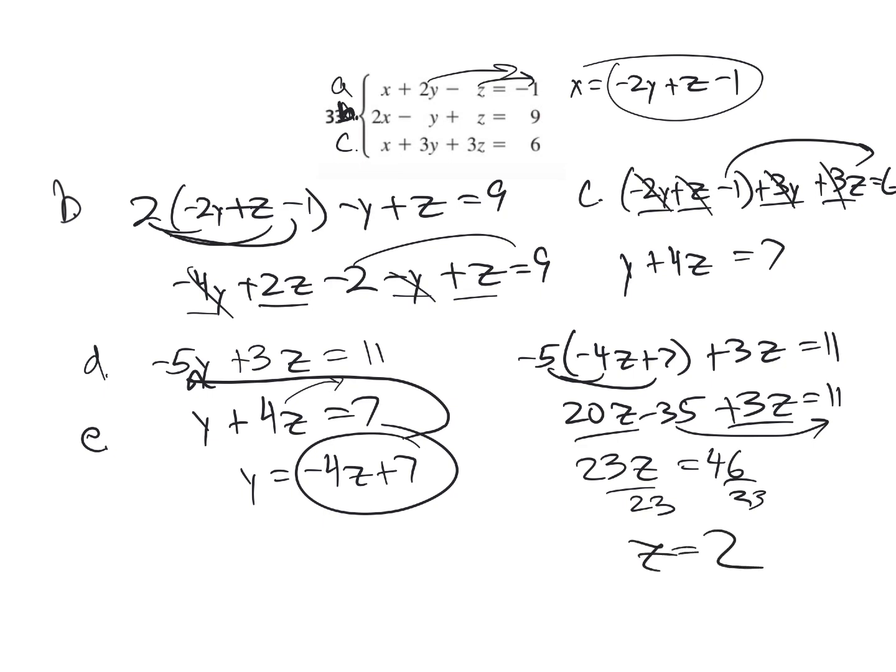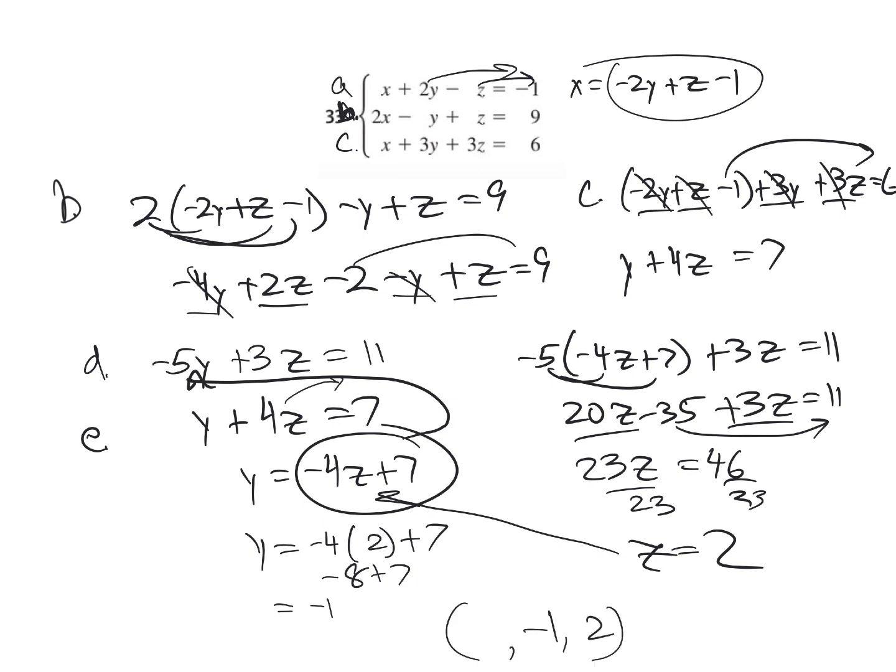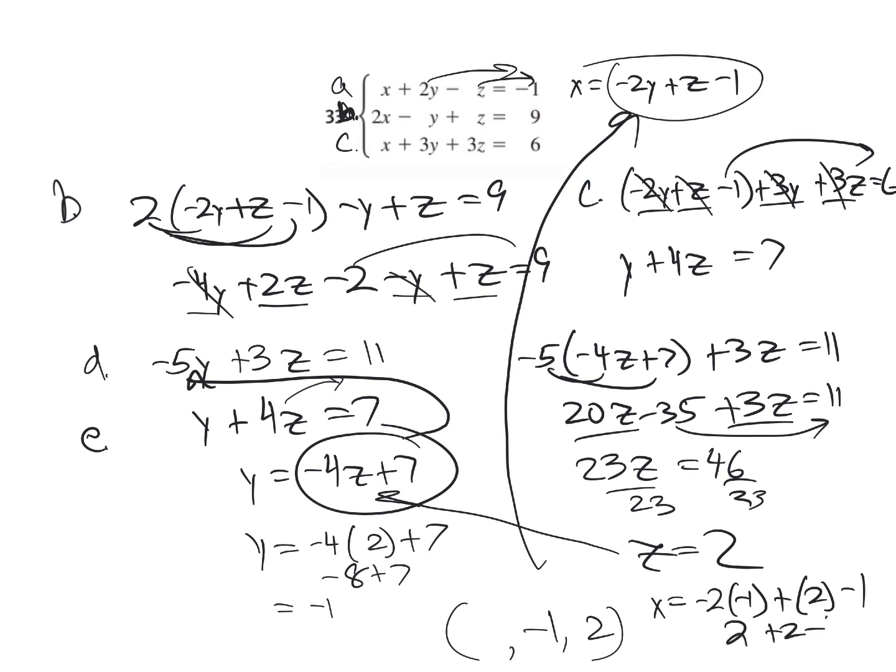All right, so now let's plug it back in. If z is 2, negative 8 plus 7 is negative 1. So we have negative 1 and 2 for y and z. And to get x, we substitute those values back in to the original equation that we have. X equals negative 2 times y plus z minus 1. So that's positive 2 plus 2 minus 1, or 4 minus 1 is 3. And there is your answer.